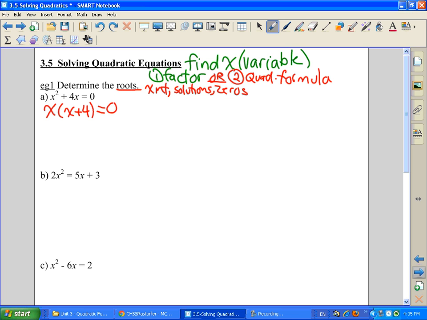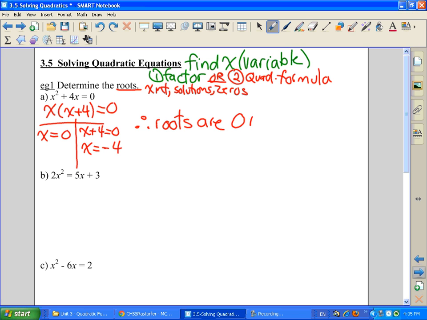So we're going to have x plus 4 equals 0. Okay, and you should remember last year when you used the zero product property, in order for the left side to equal the right side, that means each of these products must equal 0. So either x equals 0 or x plus 4 equals 0. Solve for x here, x equals negative 4. So therefore, the roots are 0 and negative 4.